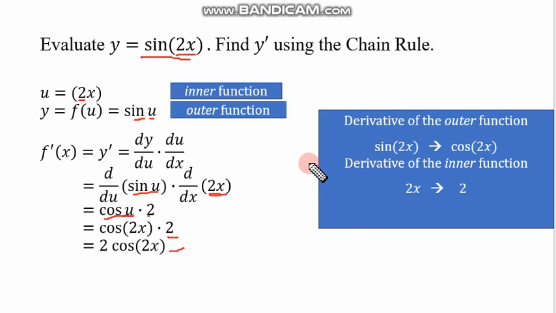If you have noticed, again, for the outer function, sine 2x, the derivative of the outer function is cosine 2x. Notice we did not do anything to the 2x. While in the inner function, the 2x, we get the derivative of the whole thing, the 2x itself. The derivative of 2x is 2, which is reflected here. So the final answer is 2 cosine 2x.